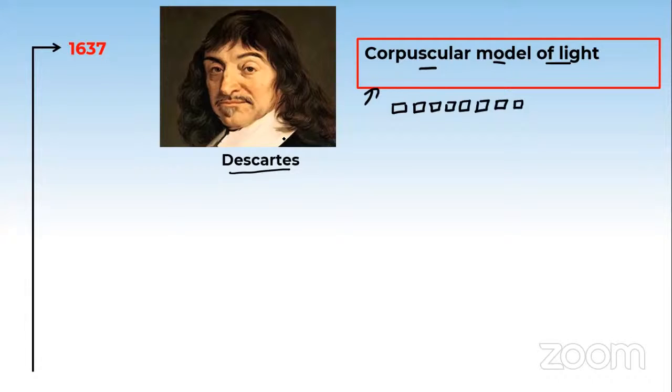So his name was Descartes. He treated light to be like corpuscles, I mean packets of energy, like particles or packets of energy. This was in 1637. Remember, we are just talking about the history of light.